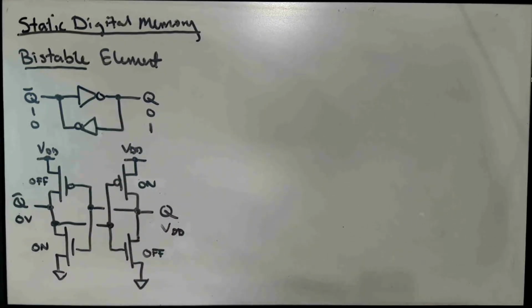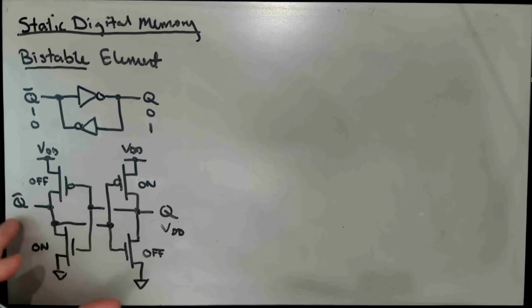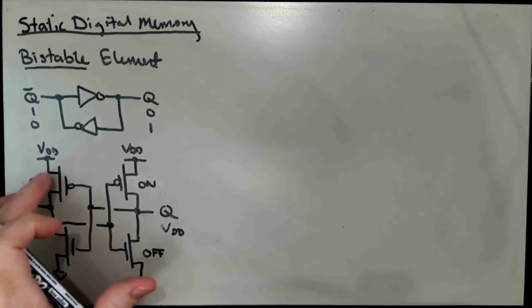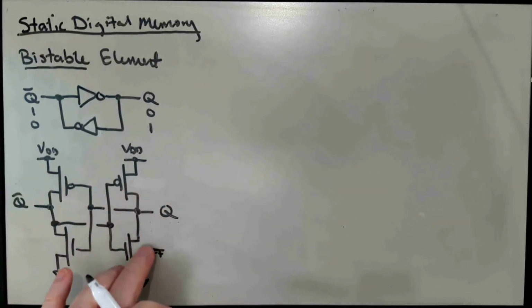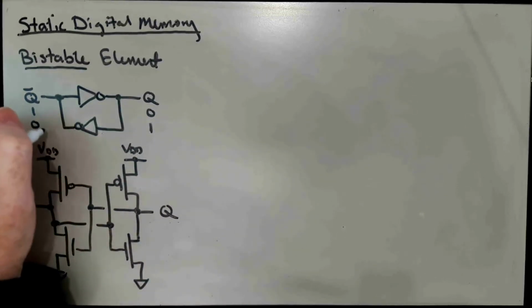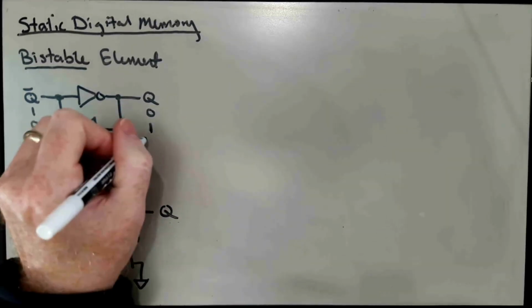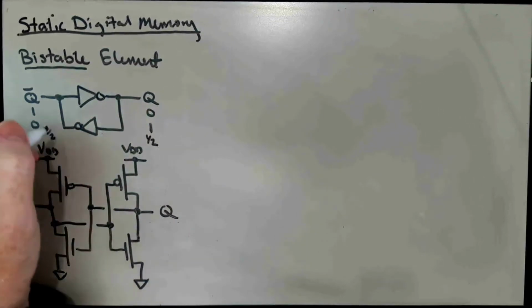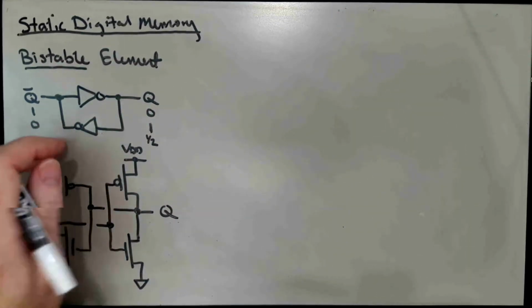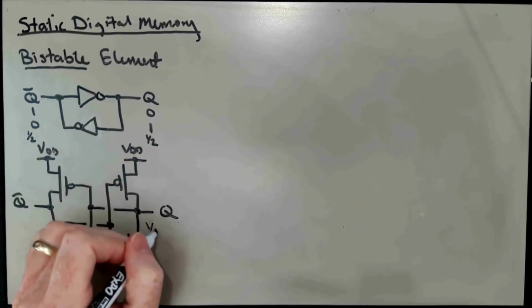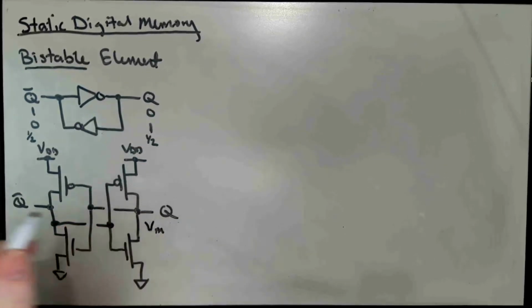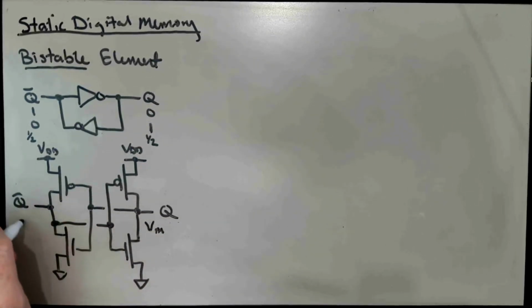Now it turns out there's a third state, which is technically something called a stationary point of the circuit. This is something of an idealization, but we might call this the one-half state. And what this is, this would be Vm. V sub m is the transition threshold for these inverters.